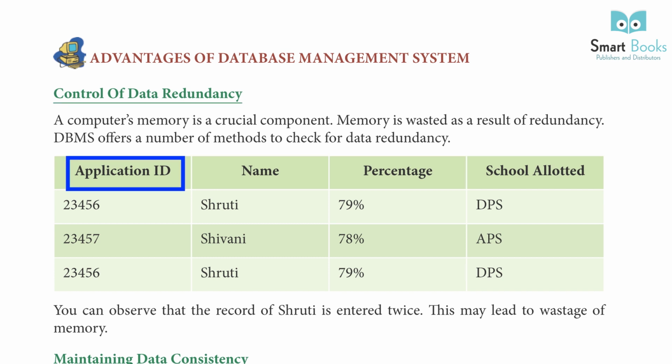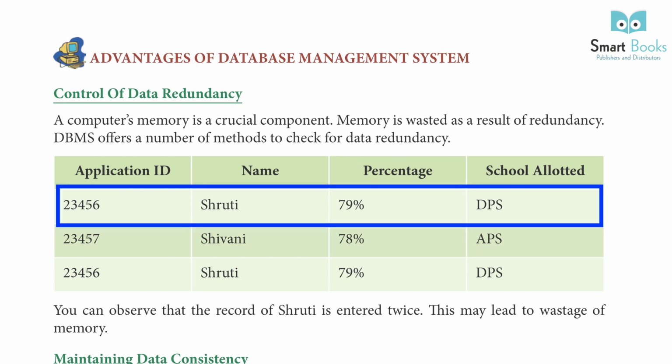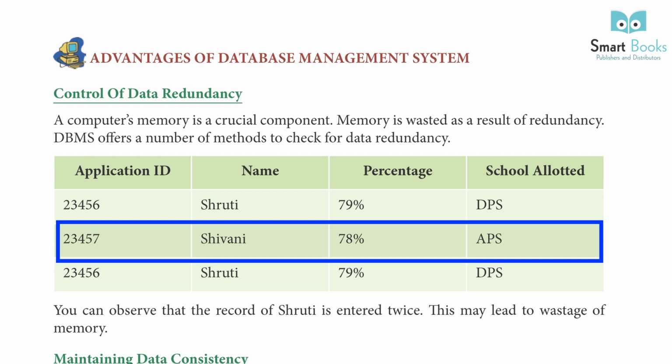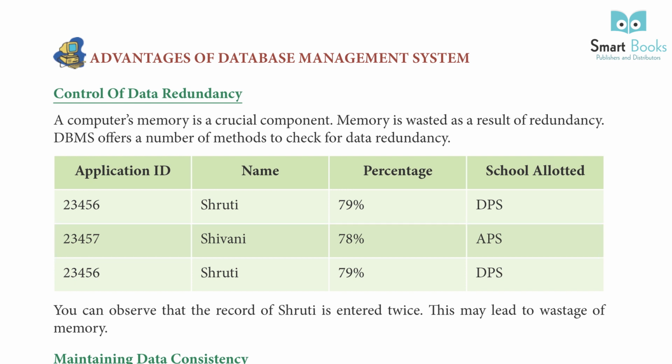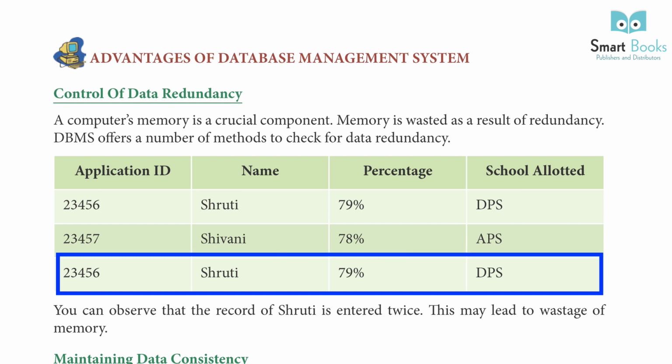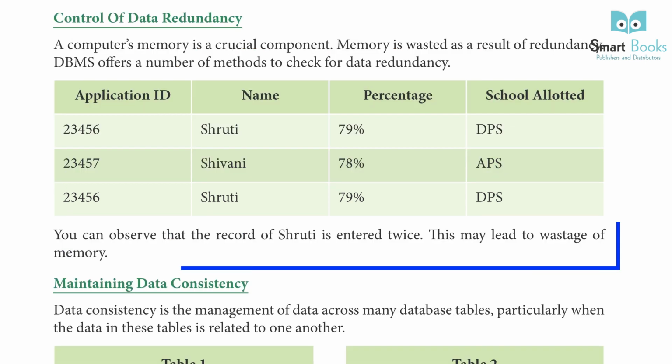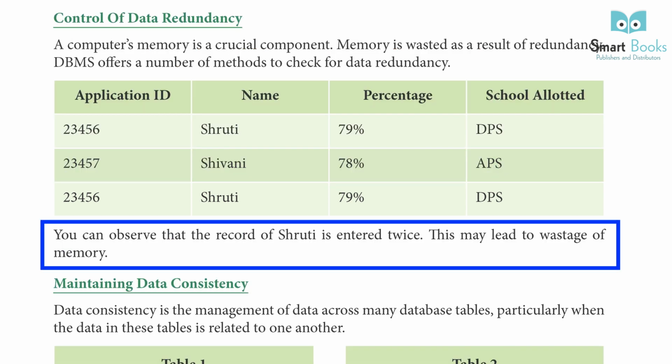Application ID, name, percentage, school allotted. 2, 3, 4, 5, 6, Shruti, 79%, DPS. 2, 3, 4, 5, 7, Shivani, 78%, APS. 2, 3, 4, 5, 6, Shruti, 79%, DPS. You can observe that the record of Shruti is entered twice. This may lead to wastage of memory.